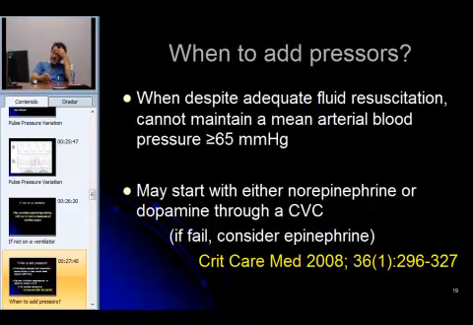That doesn't mean that if you don't have a central line and you need it, you cannot start it. Just go ahead and start it, but then get ready to place a central line, and when the central line is ready, you can just switch the pressor from the peripheral to the central line.